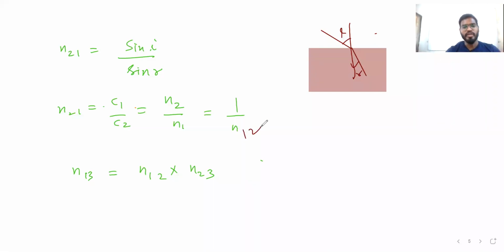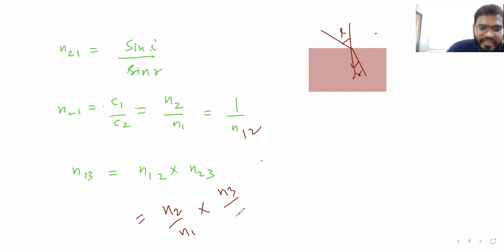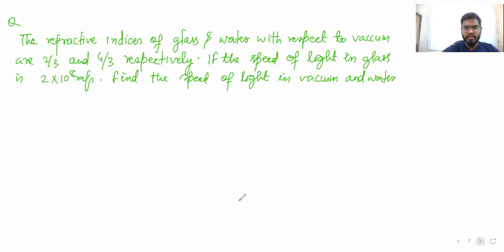So n12, right? Then we can write n13 as what? See, n12 is what? n2 by n1. And then what is n23? n23 is n3 by n2. So n2, n2 cancel out. So n2 by n3 is ultimately n1 and 3, right? So by that way we can write this.